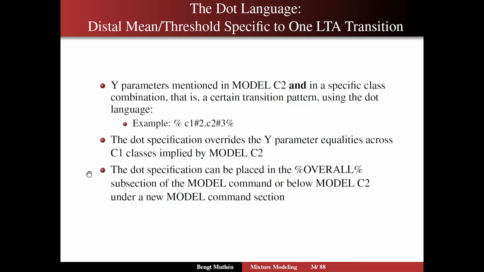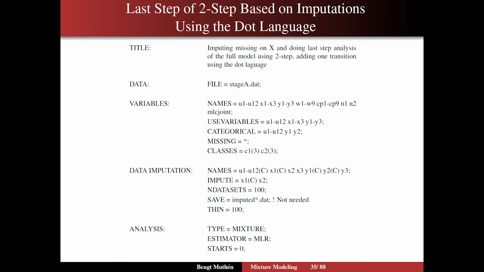The syntax for that is as follows. The dot specification can be placed in the overall subsection of the model or below the model C2 under a new model command section. We're going to take the first alternative here. So on slide 35, let's take a look at how two-step analysis deals with this. We have the stage A analysis here using two-step, where the used variable list is like this, including the indicators. And we do data imputation just like before. Nothing is new on this slide so far.